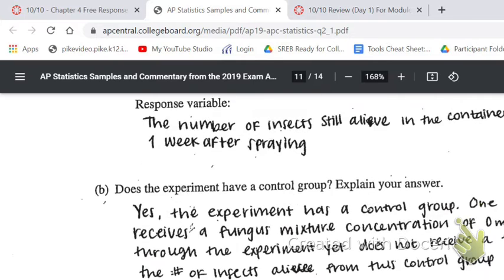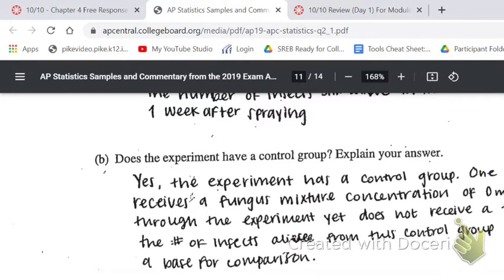So on part B, with the way they worded it here, they contradicted themselves. They said they received this concentration, but then they said that they did not receive a treatment. So that would be a contradiction right there. They received a partially correct on this section.